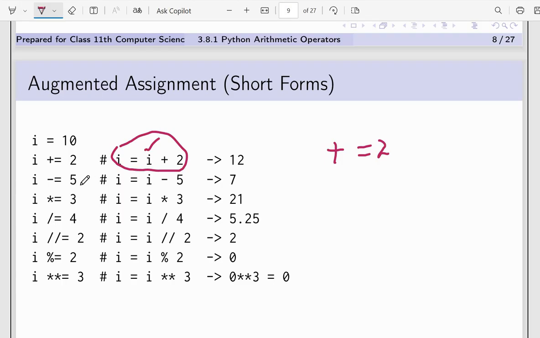I minus equal to 5 is equivalent to I equal to I minus 5. I multiply equal to 3 is equivalent to I equal to I times 3. I divided by equal to 4 means I equal to I divided by 4; you use the same operator. In this case, I exponential equal to 3 means I equal to I raised to the power 3. This is the short form.